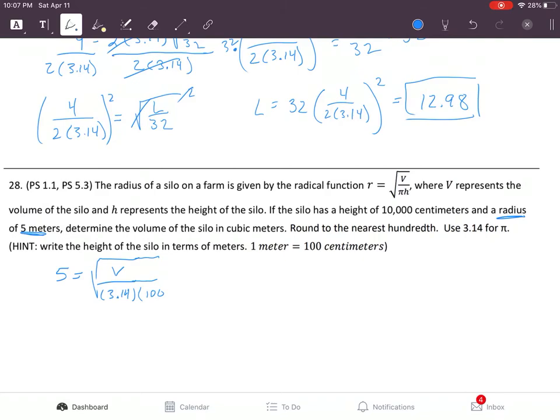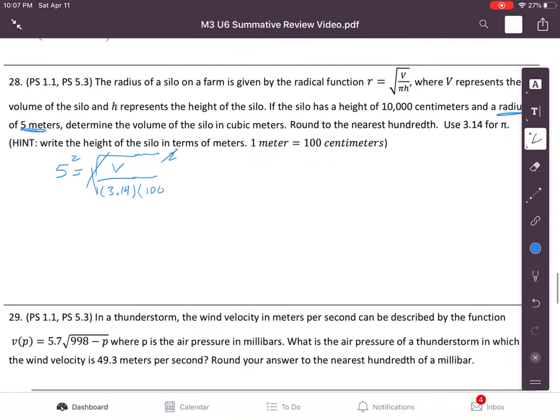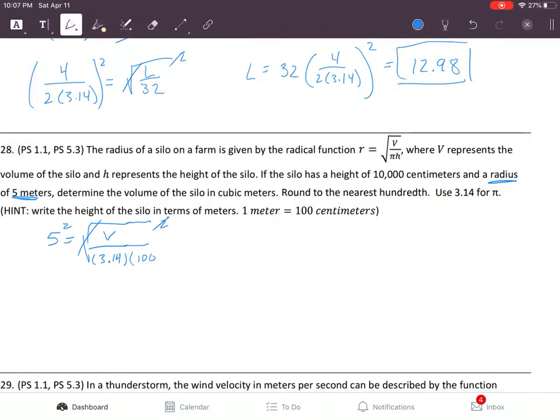Okay, so let's solve it. So now the square root sign is already by itself. So if we square both sides, the square root and the squared go away. And we have, oops, let's put that back on the top. We have 5 squared equals V over 3.14 times 100. Okay. So now, if we want to get V by itself, we're going to multiply the 3.14 and 100 off the bottom of our fraction.